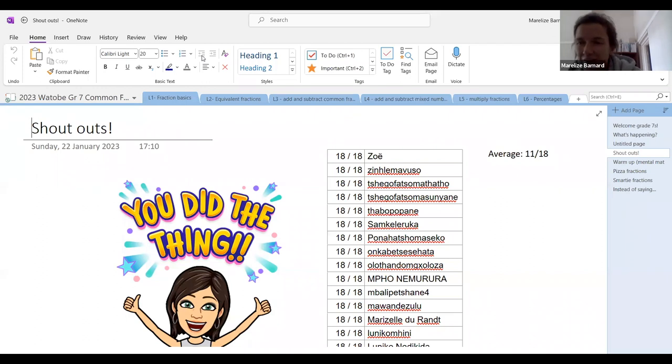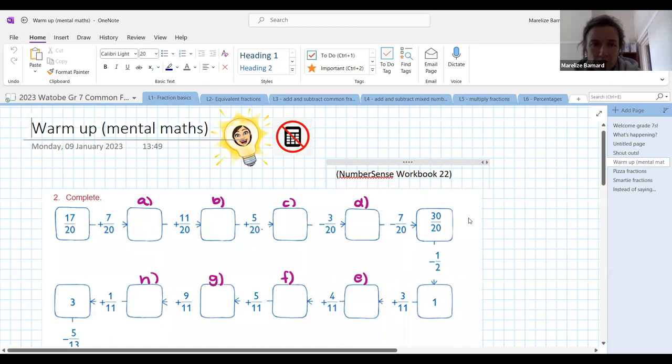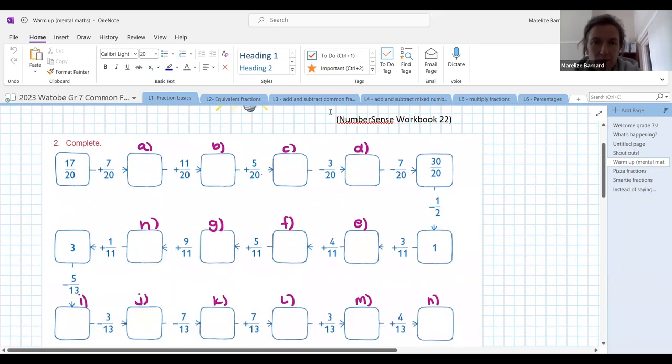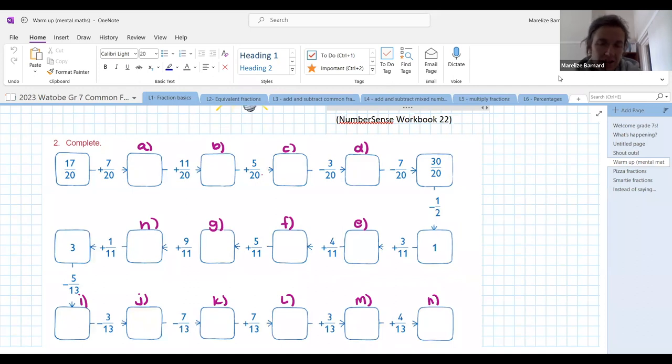We're going to do something different today for mental maths. I'm going to show you our number chain that we are going to complete by counting in fractions. I'm just going to do the first one with you, just so you see how it works. For this number chain, we don't worry about converting to improper fractions. We are just adding and subtracting, adding and subtracting.